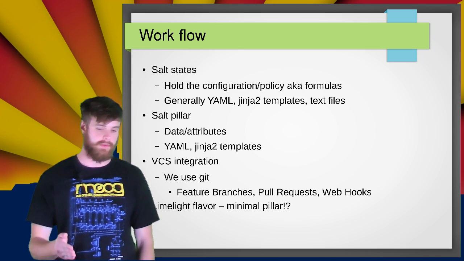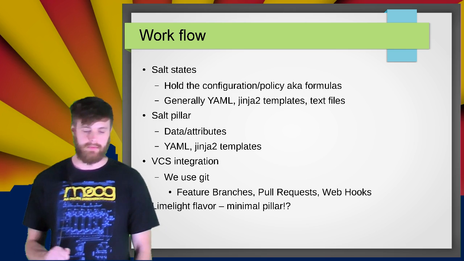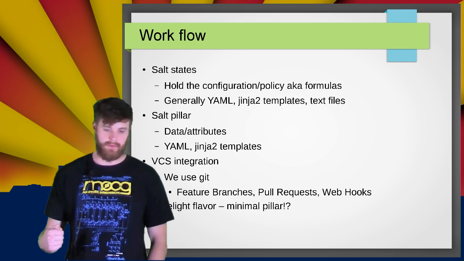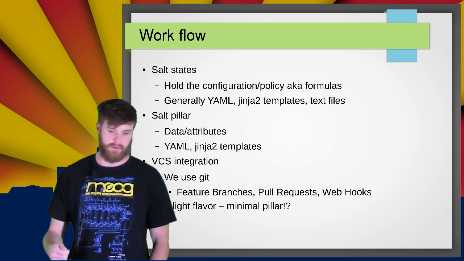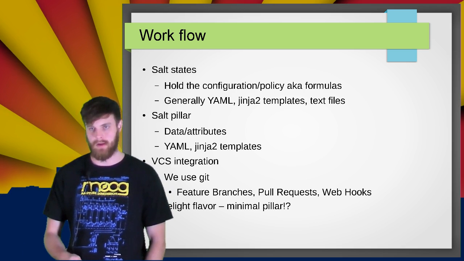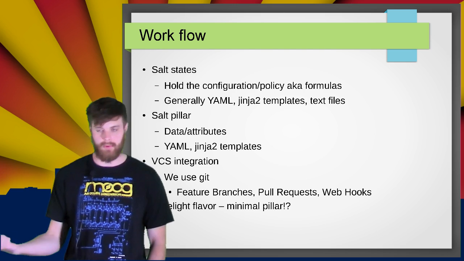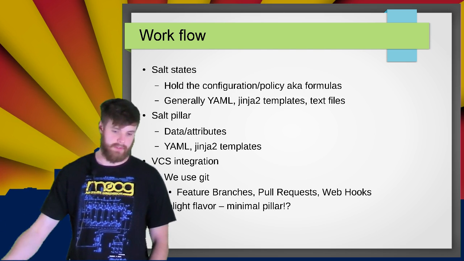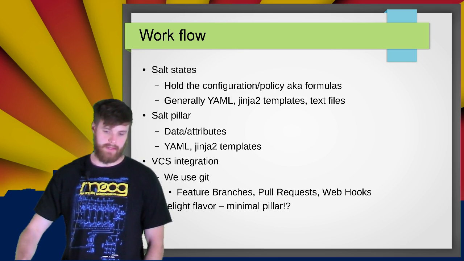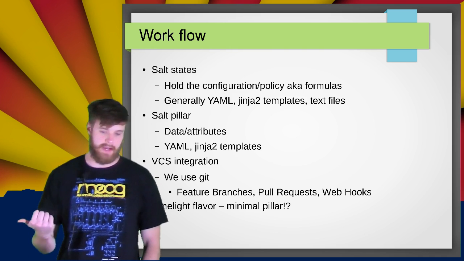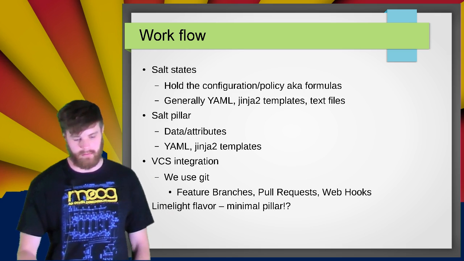Generally, you put these two into a repo, a version control system. We use Git, and we've built our workflow around Git concepts like feature branches, pull requests, and specific to GitHub, webhooks. So when a pull request comes in, it sends a webhook to Salt. We actually spin up a container, run that state on that container, and then push that feedback back into the pull request and say, this is what worked, or here's where your syntax errors are.